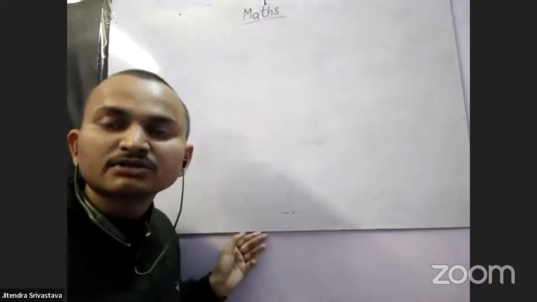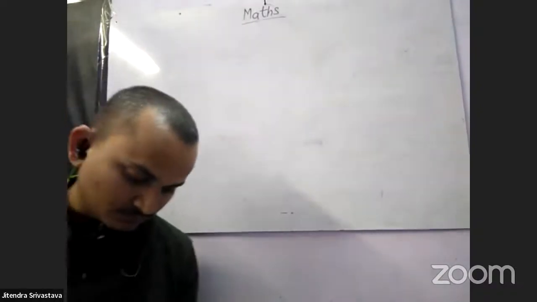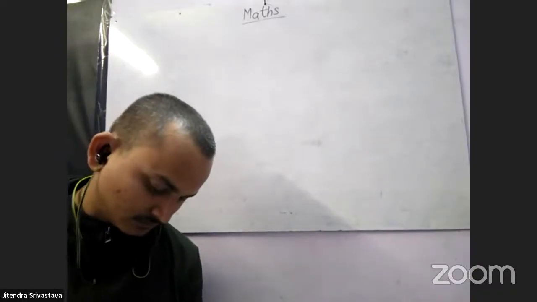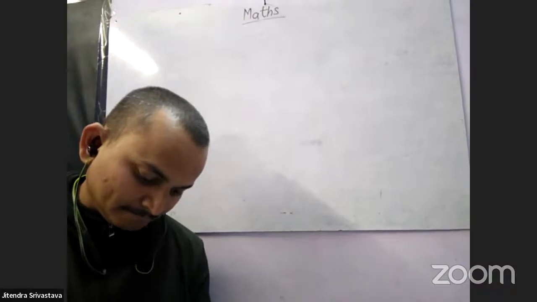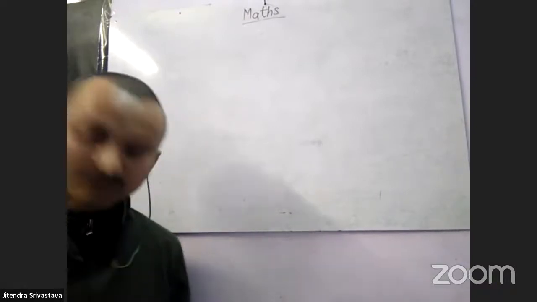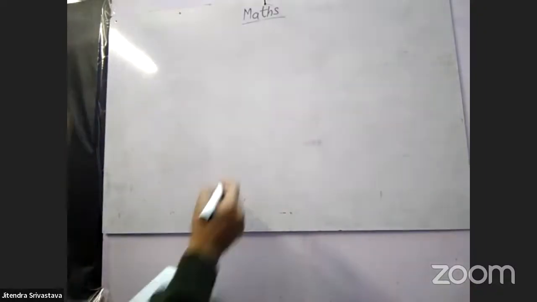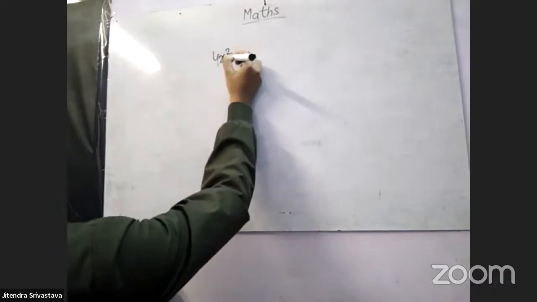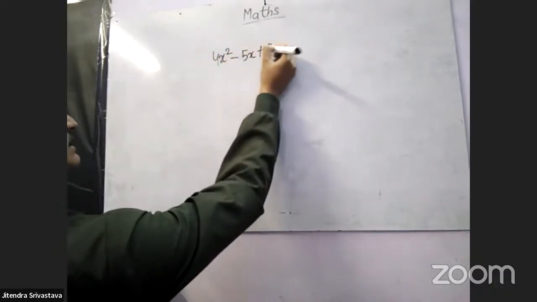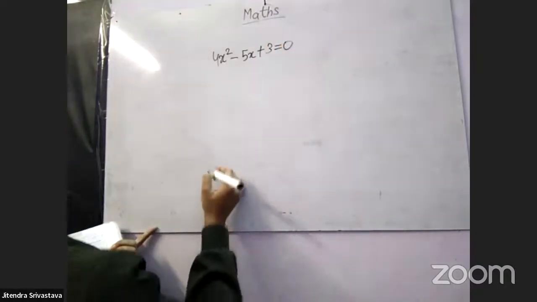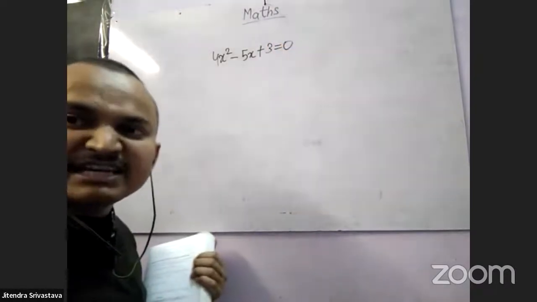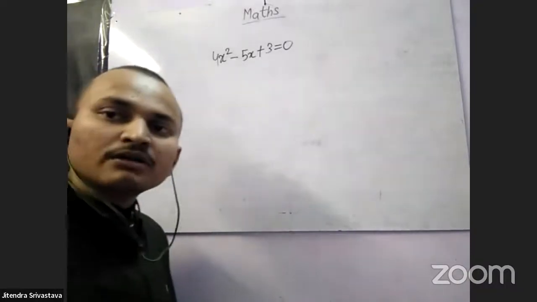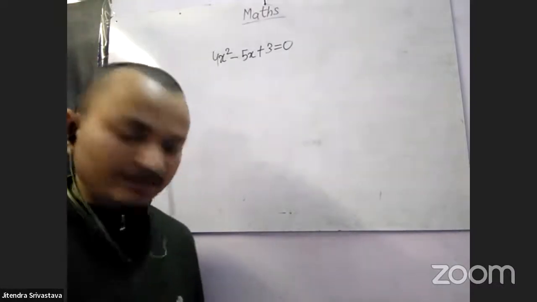Now we will do some questions on nature of roots. Okay, there is a question. Find the nature of the roots of 4x square minus 5x plus 3 equals to 0. Now we have to find the nature of the roots of this equation. So first of all, we have to find the discriminant.